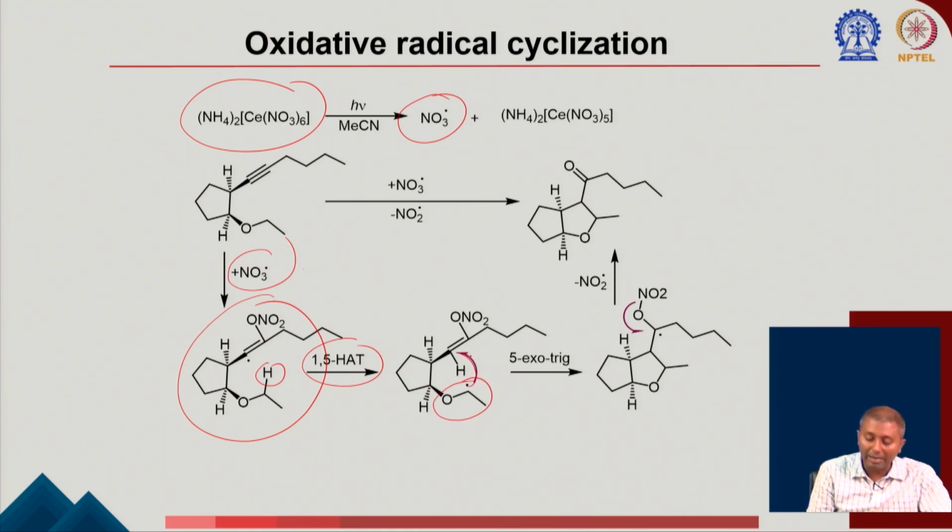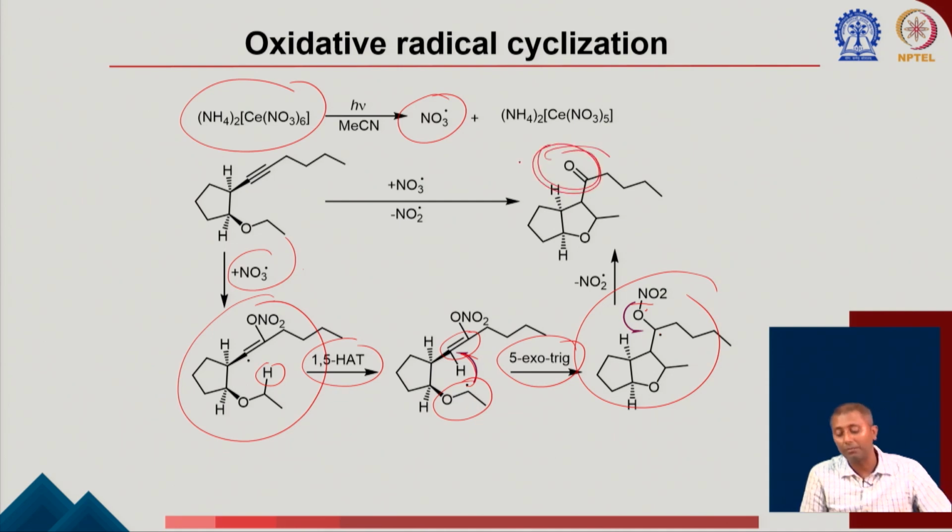Which can now go for this addition reaction, because you have this corresponding double bond here, which can go for a 5-exo trig cyclization and form this product. Then this NO2 is going to get out, and it is going to generate a radical here. So there will be O dot, and then there will be carbon dot, which can finally convert to the corresponding carbonyl.